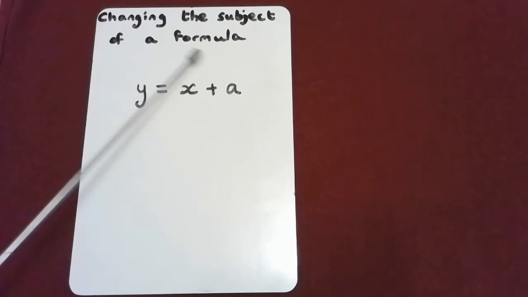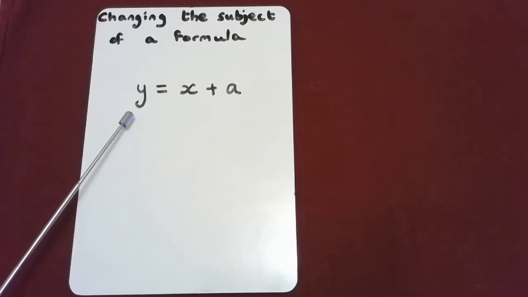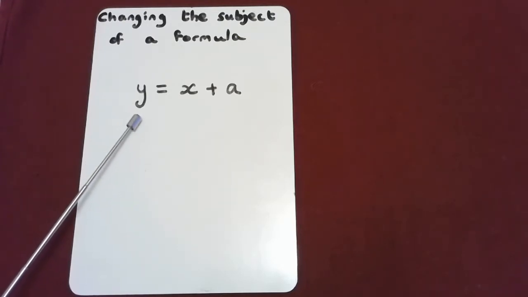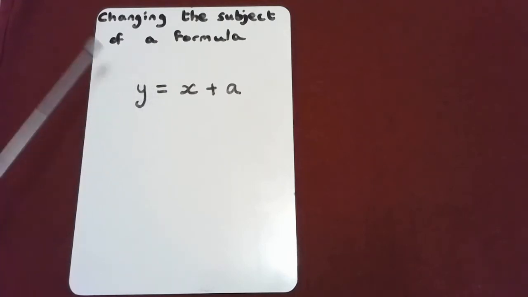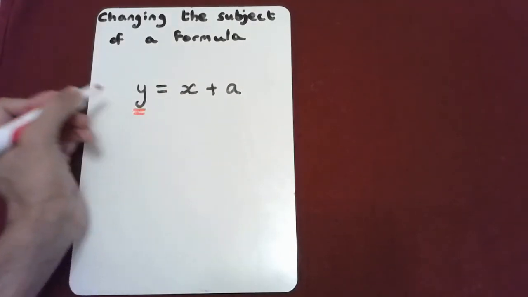And here I've got a formula which is y is equal to x plus a. Now, the subject of a formula is the variable or the letter that is on its own on one side of the equal sign. So over here, this y is on its own. Therefore, y is the subject of this equation. So y, because it's on its own, is the subject of the formula.